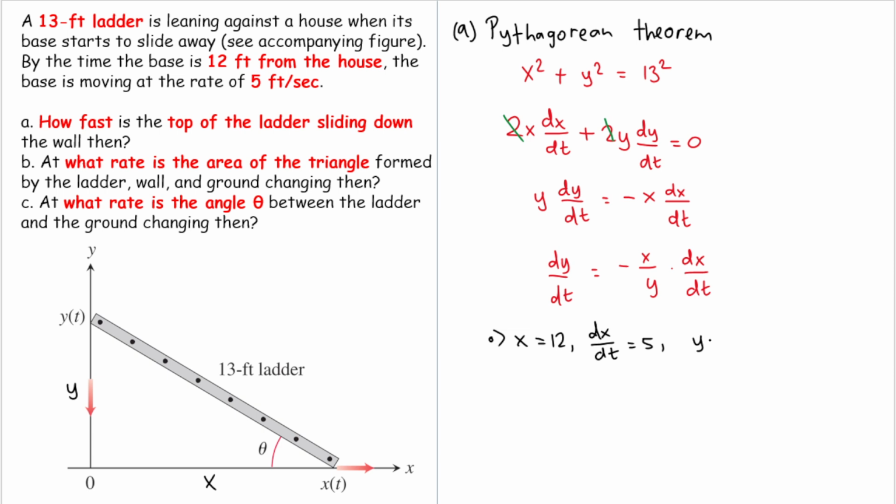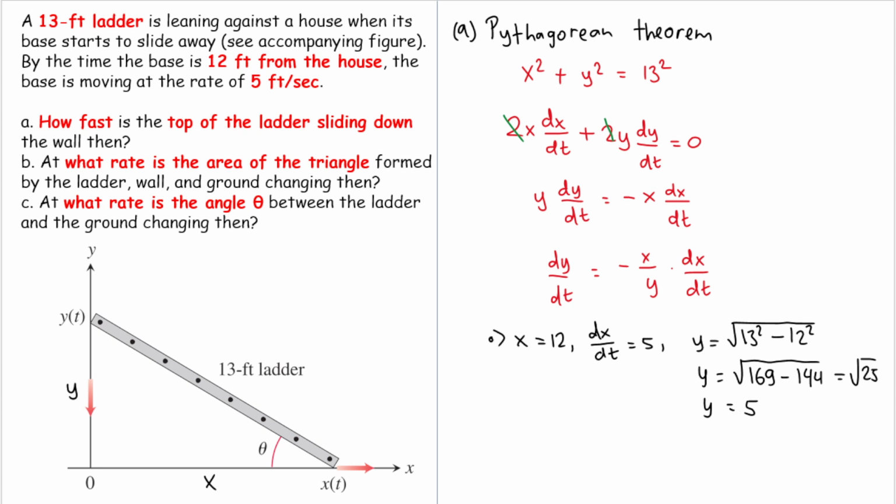So we will have y equal to the square root of 13 squared minus x squared. But x is 12, so I will have 12 squared. And so we will have y equal to the square root of 169 minus 144, or that will be the square root of 25. And y is 5. Good.